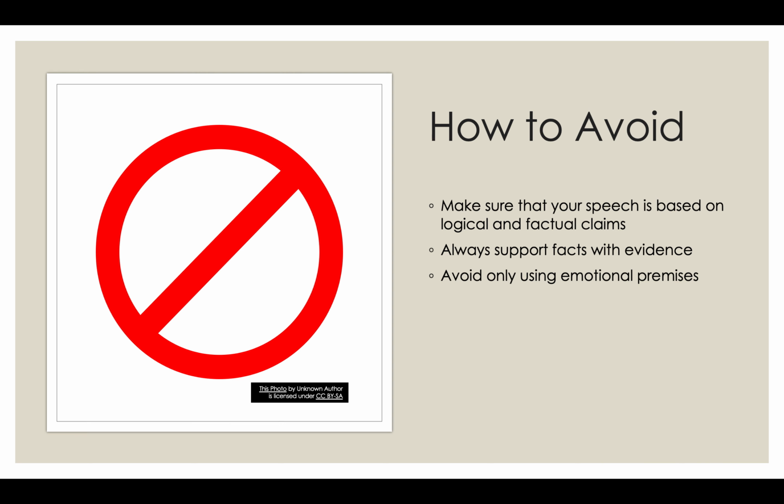So how do we avoid this? To avoid using only appeal to emotion, we need to make sure that our argument is based on logical and factual claims and evidence to back up the factual claims. We also need to make sure that we support the facts.